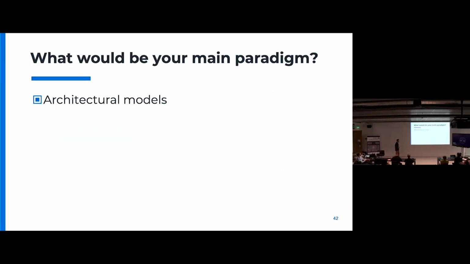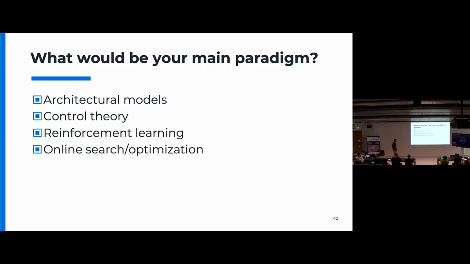And then I think you have to choose a paradigm, your main paradigm. What would be your main paradigm? Would you follow some architectural model, which I won't talk about because it was a whole day, more or less, about architectural models? Would you use control theory embedded in an architectural model? Of course, the paradigms can also be combined, but one has to be the primary. Would you use reinforcement learning? Would you use something very close to reinforcement learning, which we might call online search or online optimization? Something else that I probably missed? So this is a decision you have to make.